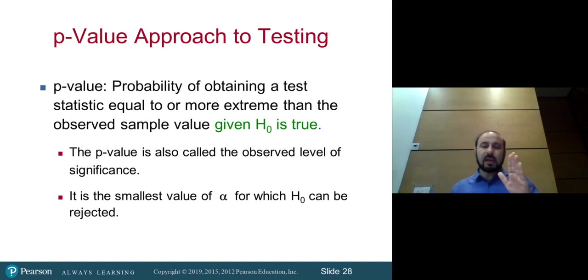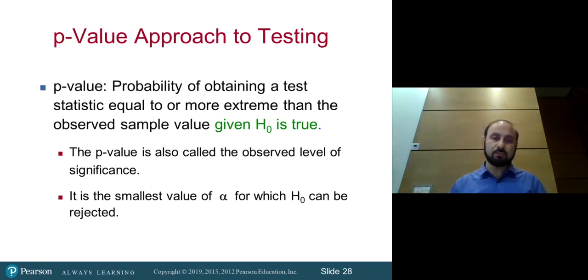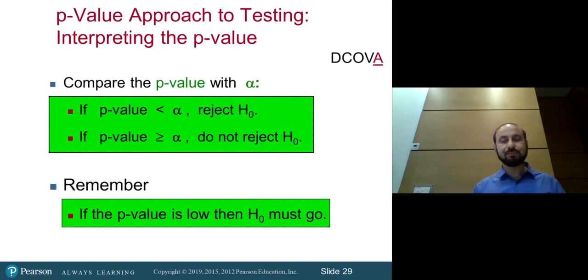Now, in addition to deciding based on the z value and comparing it with the alpha value, another approach is the p value. P is a probability value. It is the probability of obtaining a test statistic equal to or more extreme than the observed sample value given H0 is true. The p value is also called the observed level of significance, and it is the smallest value of alpha for which H0 can be rejected.